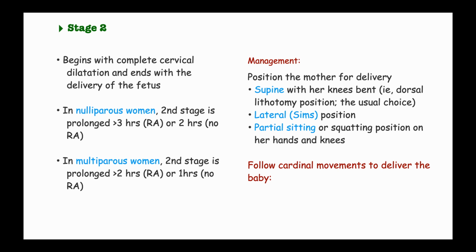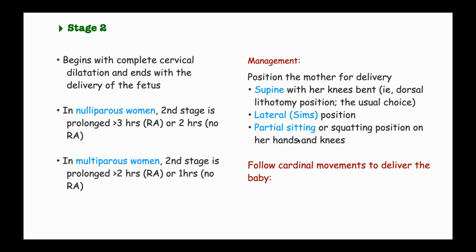Now, the second stage, as we saw, begins with complete cervical dilatation and ends with the delivery of the fetus. In the nullipara, or someone who has never given birth before, the second stage is said to be prolonged after 3 or more hours, that is if the woman was given regional anesthesia, or 2 hours if there is no regional anesthesia. And in the multiparous woman, the second stage is said to prolong if it lasts more than 2 hours with regional anesthesia, or 1 hour without regional anesthesia.